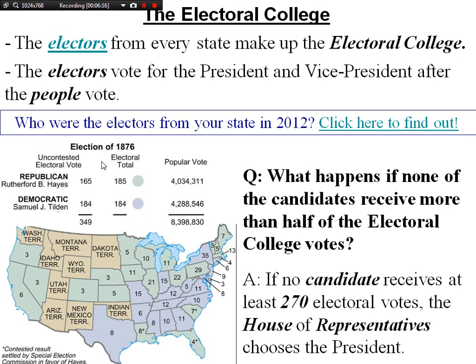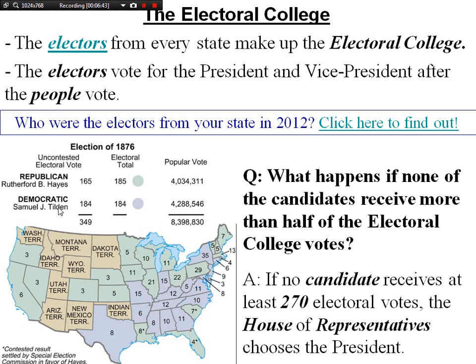Okay, for example, in the election of 1876, Rutherford Hayes only got 4,034,000 votes, whereas Democratic candidate Samuel Tilden got more votes. He had 4,200,088. So what gives? Well, it comes down to the Electoral College. All right, even though he got fewer popular votes, Rutherford Hayes ends up getting the election over Samuel Tilden.